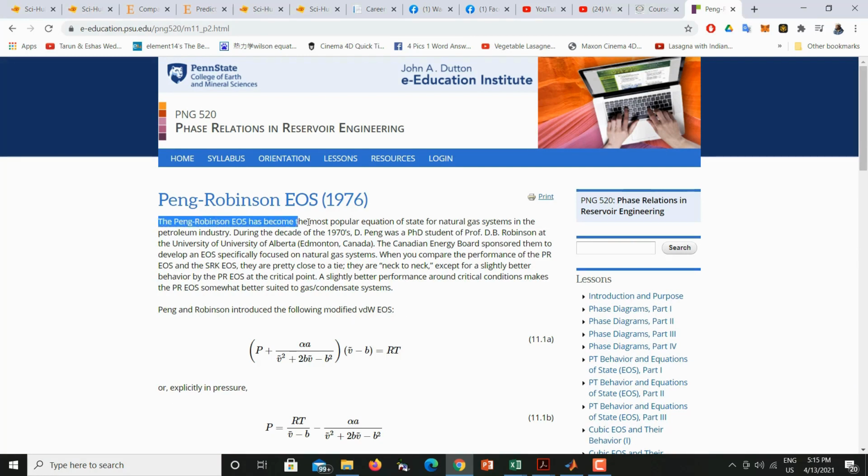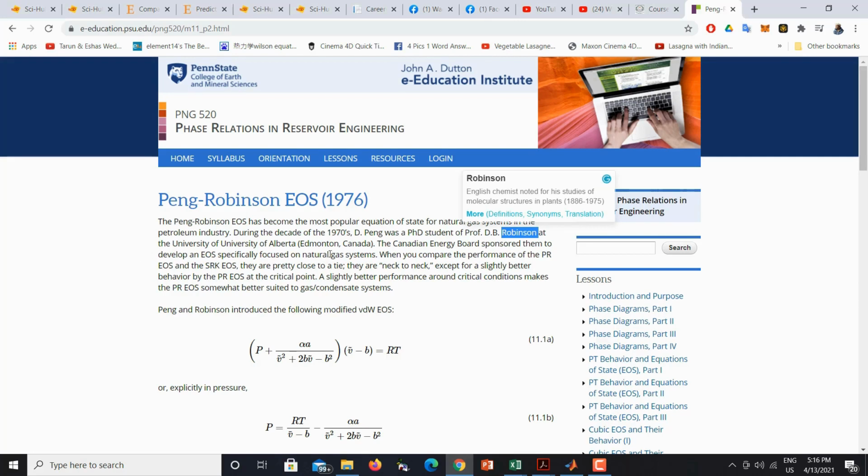The Peng-Robinson equation of state has become a popular equation of state for natural gas systems. It is mostly used for natural gas systems in the petroleum industry. During the decade of the 1970s, a scientist named D. Peng was a PhD student of Professor D.B. Robinson. So this is the teacher and this is the student, Peng. That's why it's called Peng-Robinson.